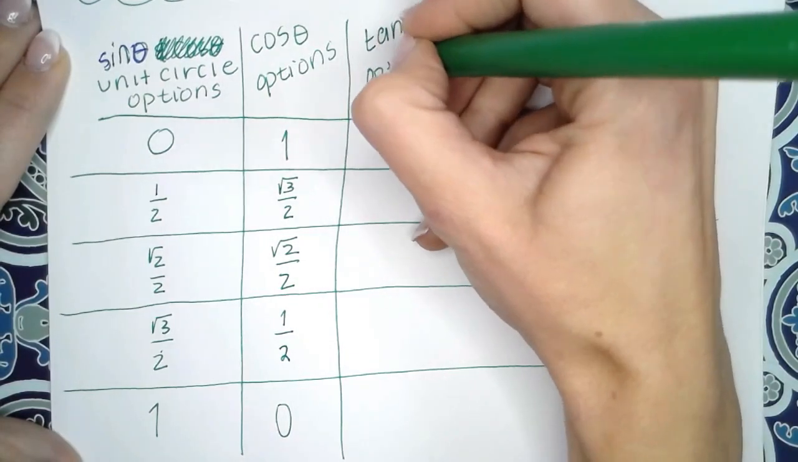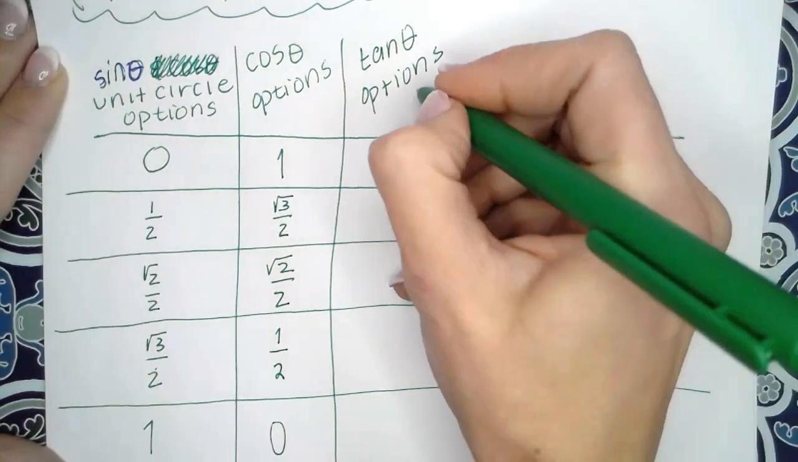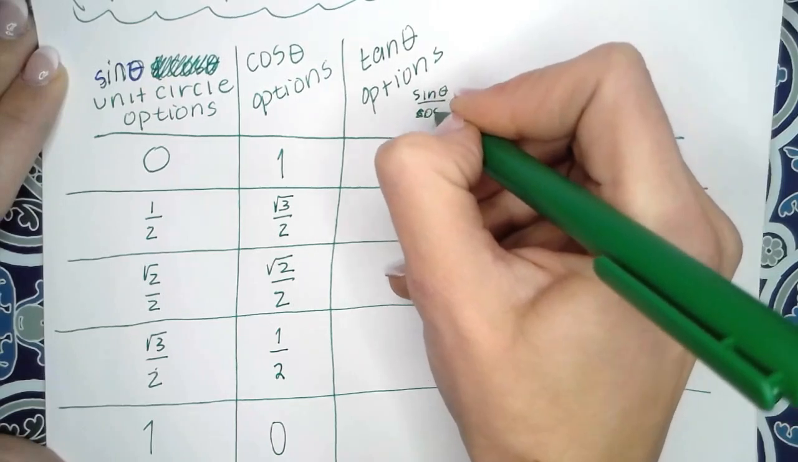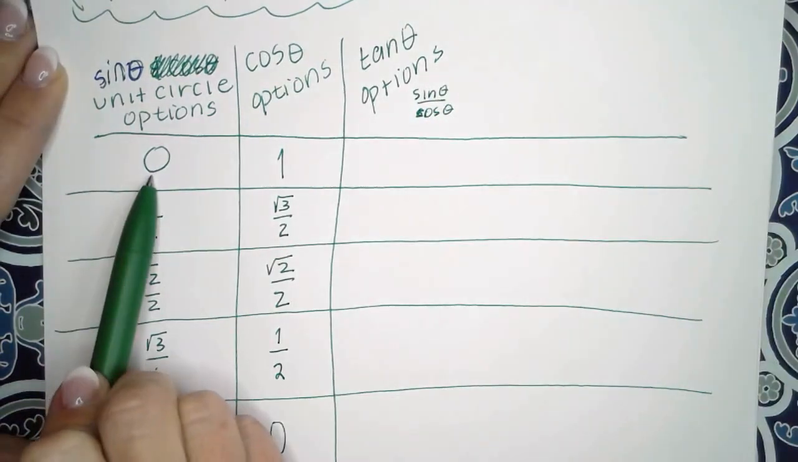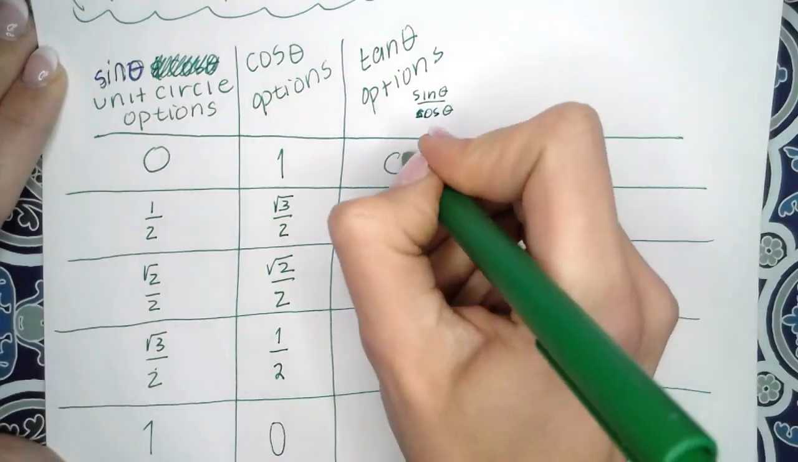Now we just said tangent is really what over what? Good. I'm going to squeeze that over here. It's really sine over cosine. Now, what's sine over cosine? What's 0 over 1? 0 over 1 is 0, okay?